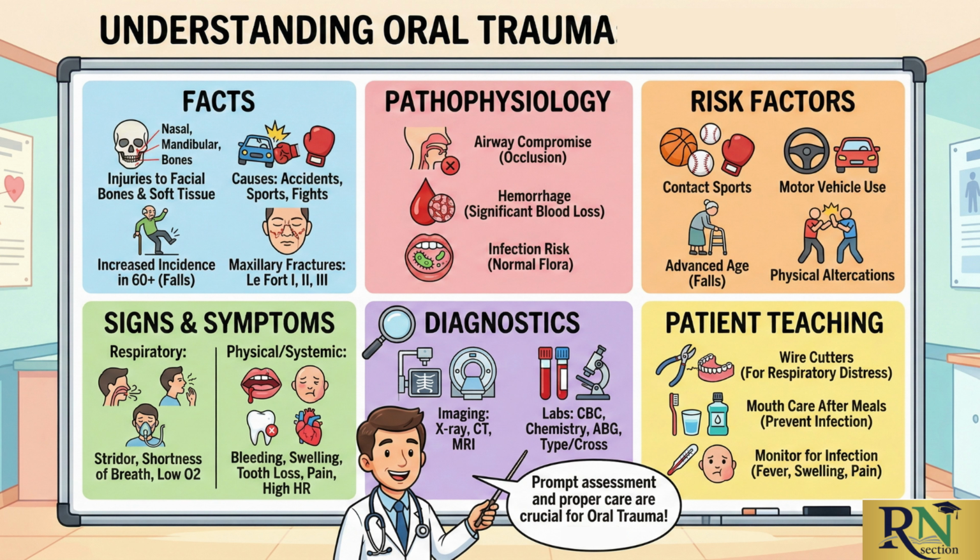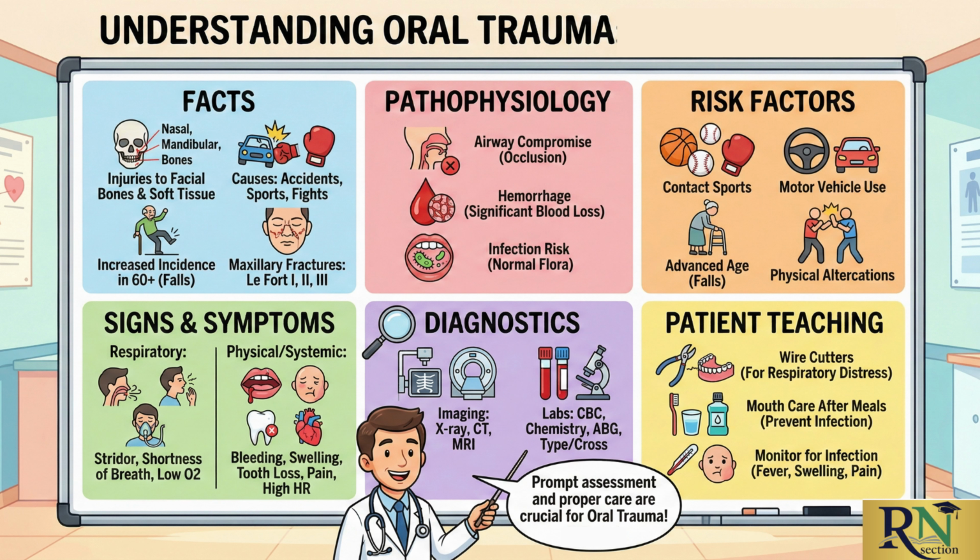Hemorrhage: the face has a rich blood supply, creating a risk for significant blood loss and hemorrhage that can further obstruct the airway. Infection risk: trauma can induce infection due to the presence of normal flora in the mouth. Risk factors: participation in contact sports, basketball, baseball, boxing, operating motor vehicles so risk for accidents, advanced age because of risk of falls, and physical altercation.